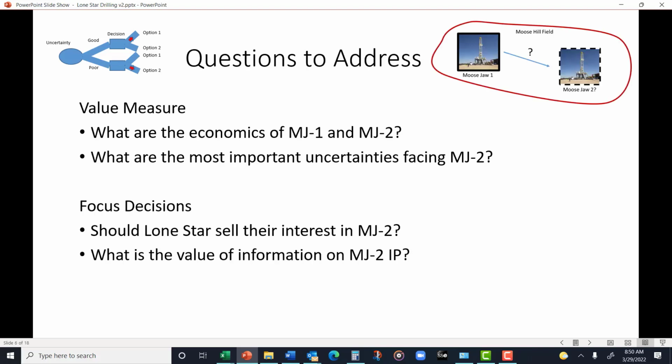So let's come back to the questions to address on Moose Jaw 1 and Moose Jaw 2. So what are the economics? What are the most important uncertainties facing MJ2? And then what are the decisions? Sell their interest in MJ2, and what is the value of information?